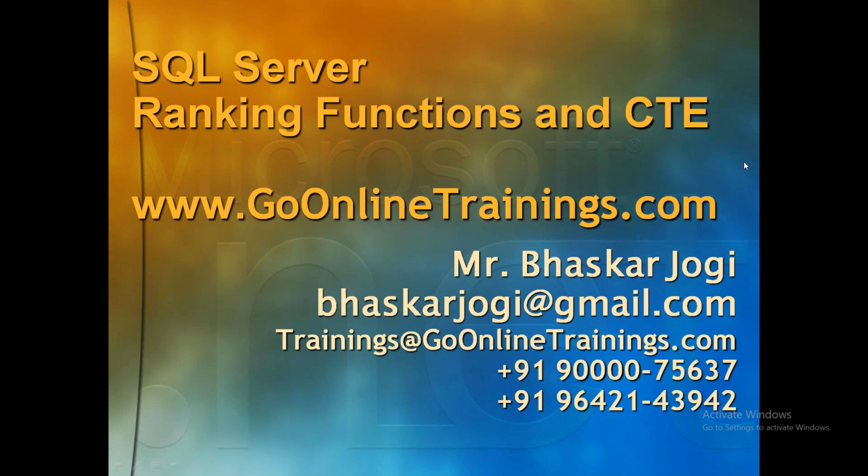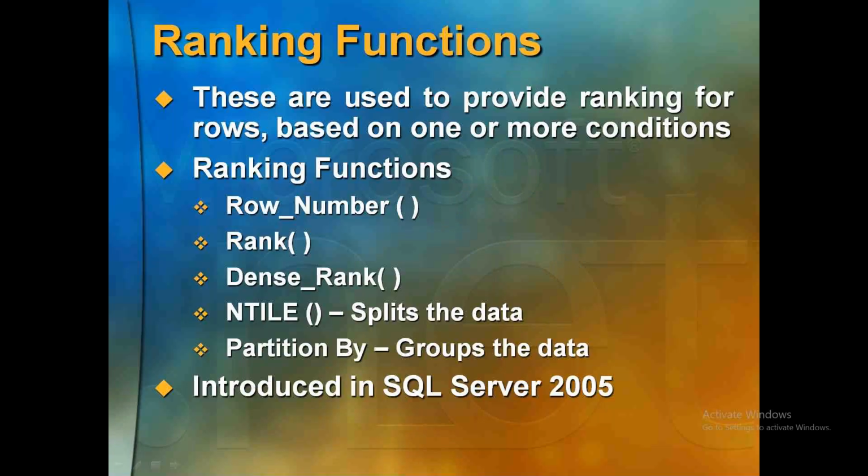Let us understand ranking functions and common table expression, CTE. So let us understand what this is. These are used to provide rankings for rows based on one or more conditions. We have row number, rank, dense rank, ntile, and partition by. These are called ranking functions. These were introduced in SQL Server 2005. Clear? So these were added almost 15, 16 years back to SQL Server.